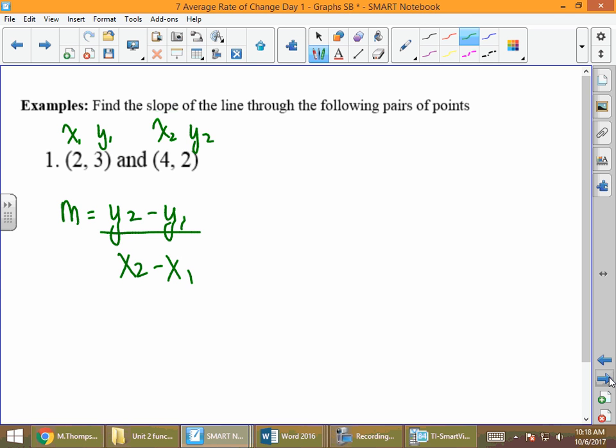We're going to fill that in. Well, y sub 2 is 2 minus y sub 1 is 3, over x sub 2 is 4 minus x sub 1 is 2. And then we simplify that. 2 minus 3 is negative 1. 4 minus 2 is 2. Negative 1/2.